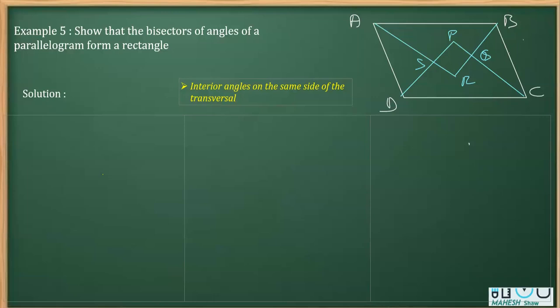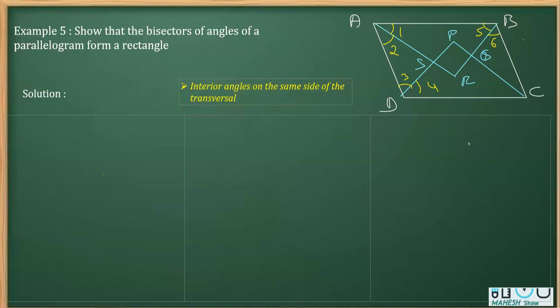Further, what we know is that here, these two angles are equal because AR is the bisector. Likewise, here angle 3 will be equal to angle 4. And same here, angle 5 is equal to angle 6. They will be equal. Now, the property which we'll be using here is that interior angles on the same side of the transversal are supplementary, right?